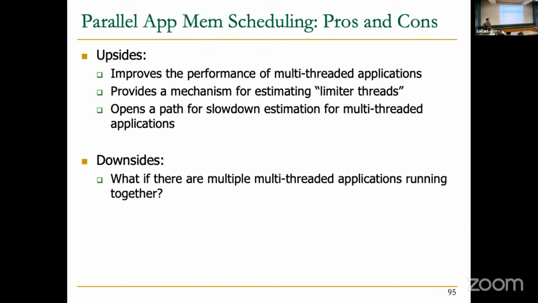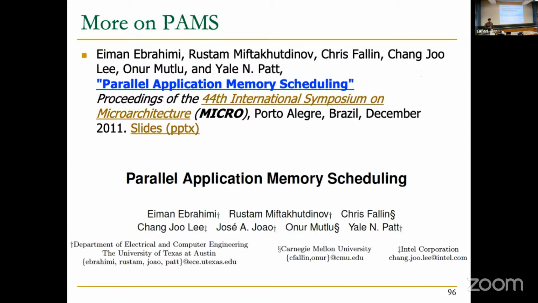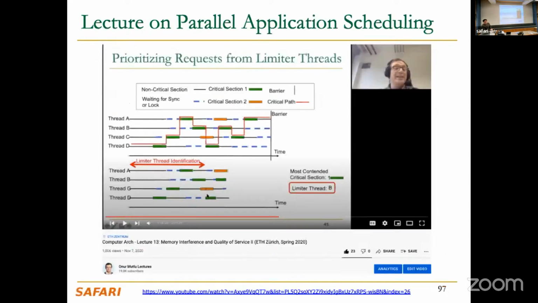This work doesn't address the case where you have multiple multi-threaded applications running at the same time, but future work building on this does. So the other downside is limiter thread estimation can be complex, and this bottleneck identification and scheduling, or BIS paper, provides a hardware-software co-design that makes it easier for hardware to identify the bottlenecks. Again, I won't go into details of those. So this is the paper I gave the high-level idea of. You can read this for more details.